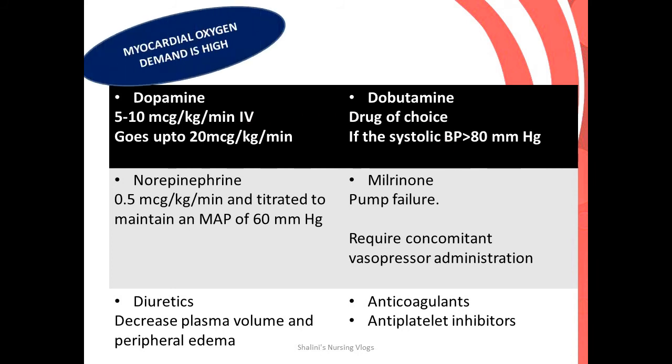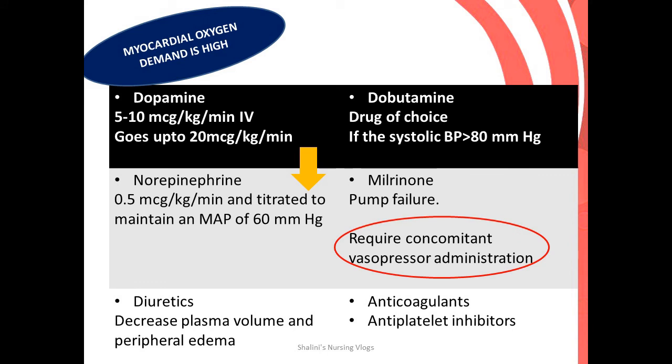But the problem with dopamine is that myocardial oxygen demand is high. You can start dopamine at 5 to 10 mics per kg per minute IV, and it can go up to 20 mics. Even after starting small doses of dopamine, if you feel the patient is still hypotensive, then you start thinking about norepinephrine. You can start norepinephrine at 0.5 mics and titrate it to maintain a MAP of 60 mm Hg.